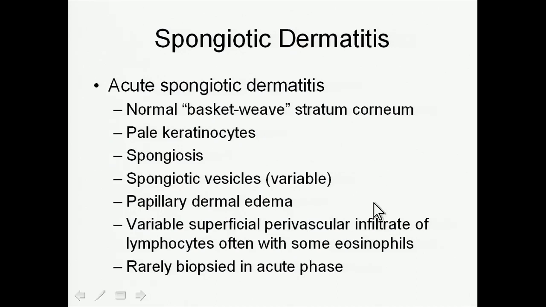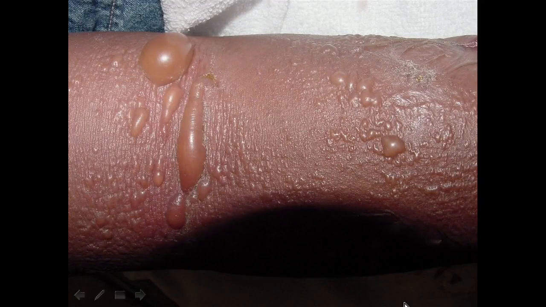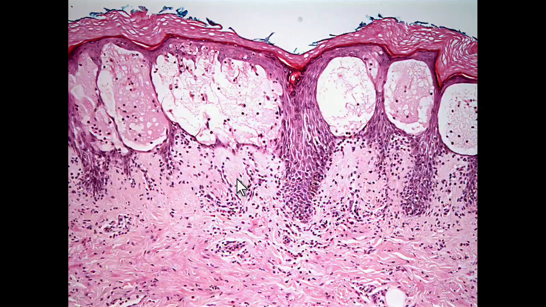Unfortunately, it's sort of rare to see spongiotic dermatitis biopsied in the acute phase. This is what a clinical case might look like. This is just a really bad case of poison ivy. You can see the linear blisters on the arm where the edge of the leaf brushed up against the patient. Microscopically, this is what it might look like.